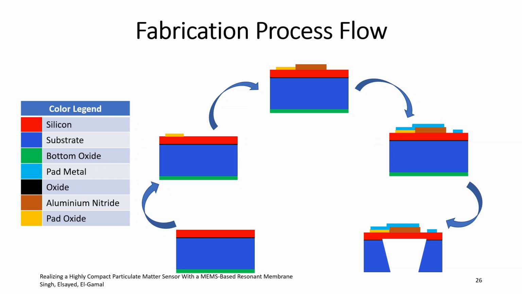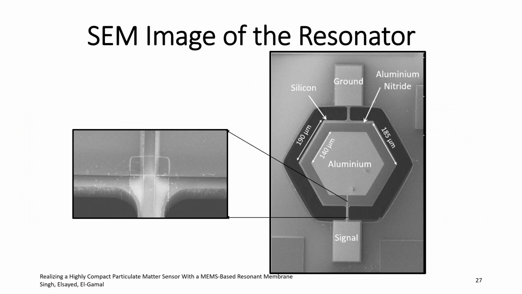And the last step is you etch the trench below it. Now you have released your membrane. So now you have your hanging membrane, you have your anchors on the side, and this is your resonator that we can use. So we got this device fabricated, and this is the SEM image of the resonator.